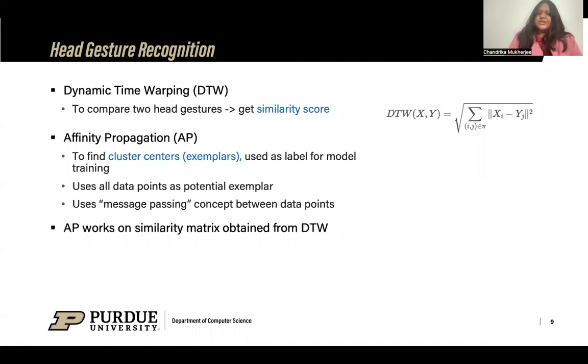For head gesture recognition, first the dynamic time warping algorithm is used to find out the similarity score between two head gestures. The similarity score is the Euclidean distance between two aligned time series data. By comparing multiple head gestures, we can get a similarity matrix. The affinity propagation algorithm works on this similarity matrix to find out the appropriate number of clusters. We do not need to provide the number of clusters at the beginning, like k-means and k-medoids, for the affinity propagation algorithm, and it uses a message passing concept between data points.